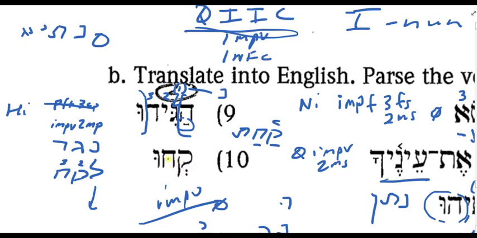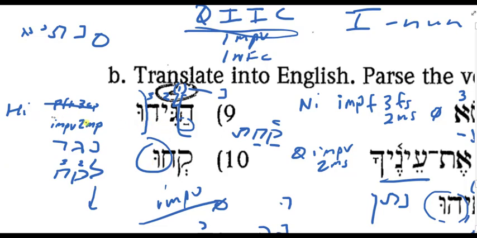So this is an imperative. An imperative with the shurik on the end is who? 2MP. Cal imperative 2MP. So how will I translate this? Take. Yeah. Talking to a group of men. Take. So both of these last two forms are imperative 2MP, right? One's a hifil, one's a cal.